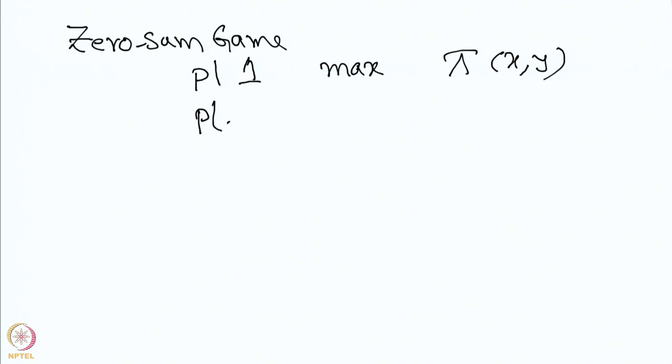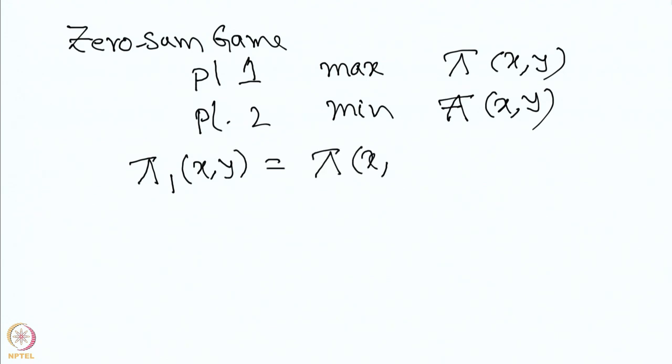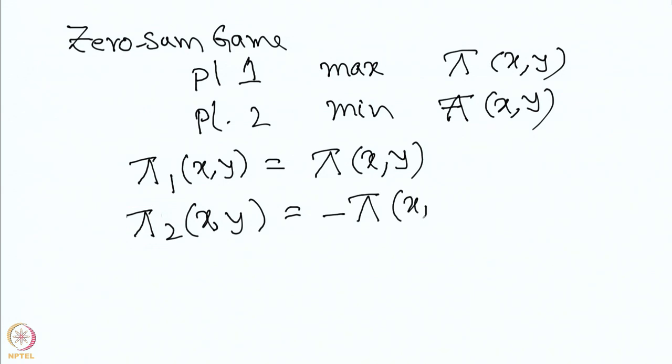Okay. Once we define this Nash equilibrium, the whole question that comes here is: does there exist a Nash equilibrium? And even before that, how is this different from saddle point equilibrium in a zero sum game? Now, let us look at a zero sum game. In a zero sum game, player 1 maximizes pi x y, player 2 minimizes the same. In other words, pi 1 of x y is nothing but pi x y, and pi 2 is simply minus pi x y. So, any zero sum game is in that sense a non-zero sum game with a special property that the sum of the two payoffs is 0.